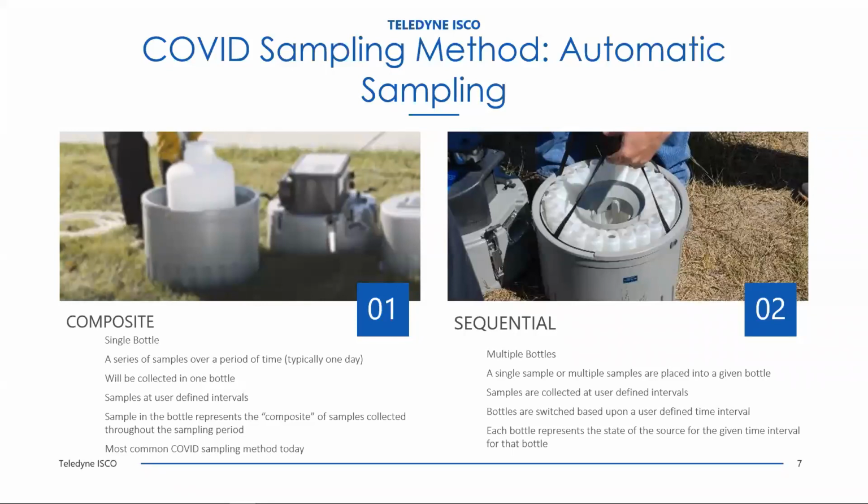Then the bottles are switched based upon user-defined time intervals. A 24-bottle sampler will often have its bottle switched every hour, so that at the end of the sampling routine, each bottle represents the state of the source that sample was collected from for that given hour. And then the next bottle represents the following hour, and on down the line. This allows you to track the trends throughout the day within that sample source.